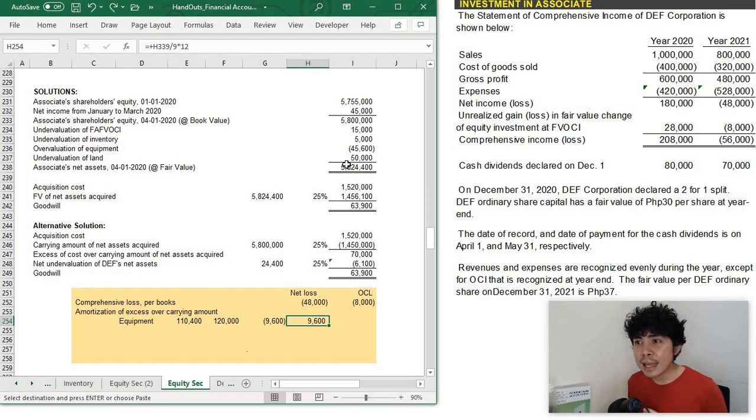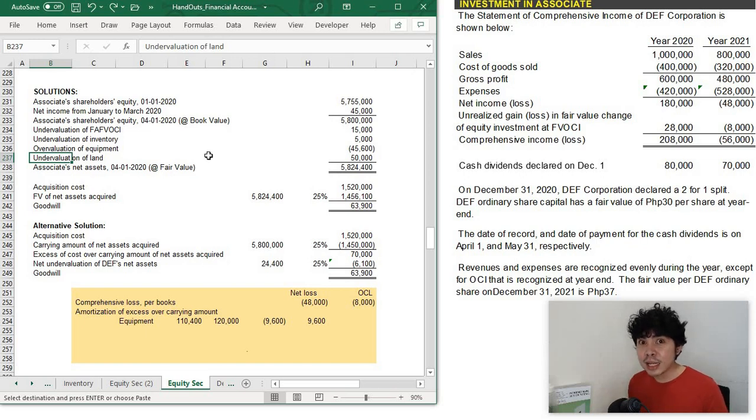Tapos, dito tayo sa land. Again, yung 50,000 pesos na undervaluation ng land will only be amortized if yung land will have an effect on the comprehensive income, which in 2021, hindi yun mangyayari. So, walang transactions na makaka-apekto sa comprehensive income related sa land. So, kaya ito lang yung ating amortization of excess over carrying amount.